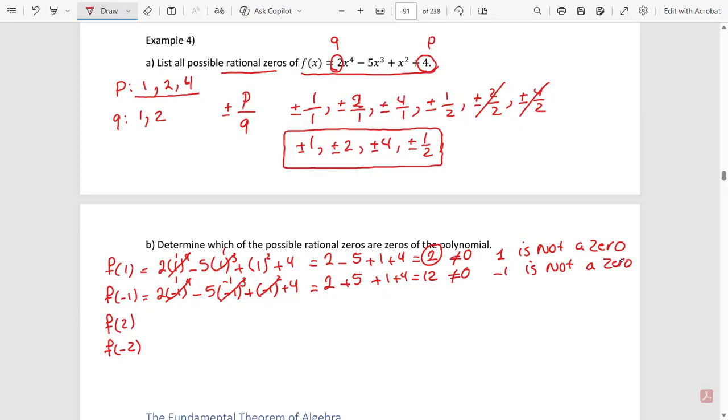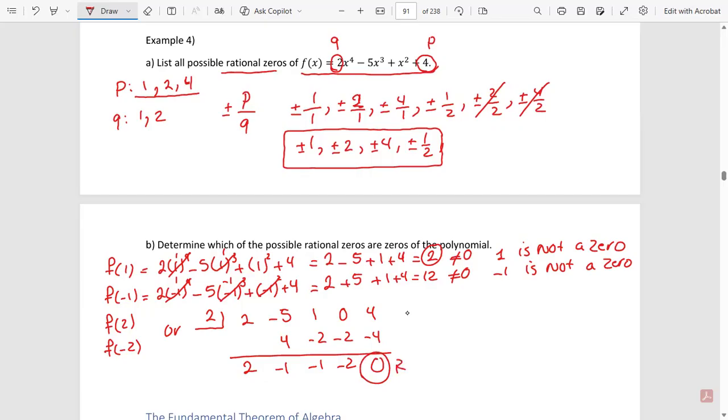You can use the remainder theorem and plug in the numbers, or you can use synthetic division. But for synthetic division, you need to put these numbers in the box and then bring down all of the coefficients. Don't forget, if there is any missing term, replace it with 0, and then use synthetic division. Oh, you see, I got a 0 as a remainder for 2. So now I can say, yes, 2 is a 0. It's one of the zeros.